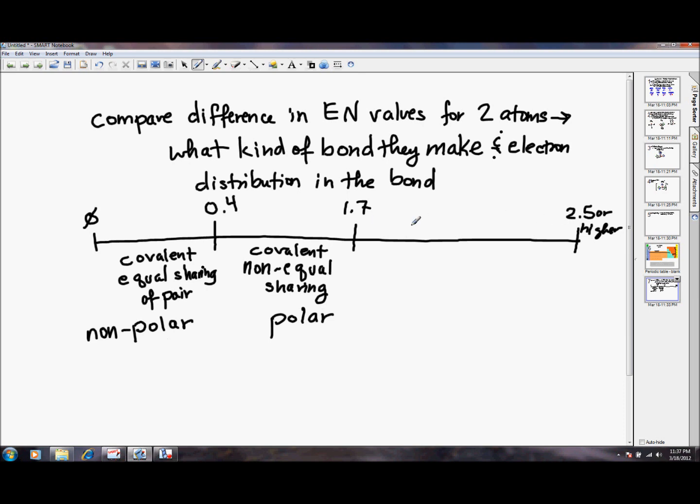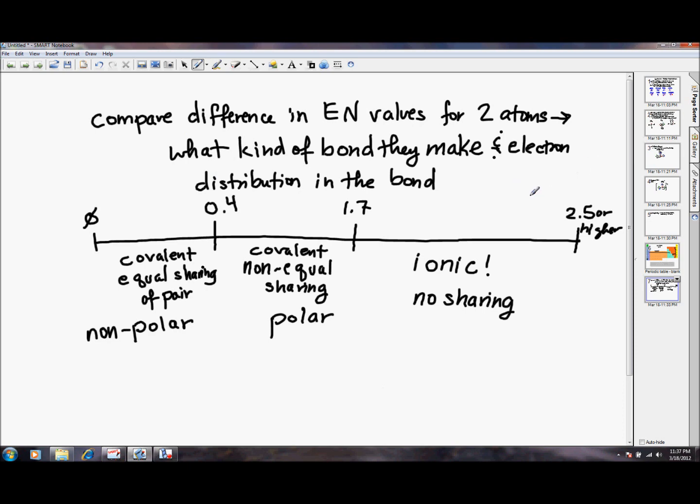Well, what about if there's a big difference? Okay, more than 1.7, up to 2.5 or even bigger. So in other words, one of the nuclei has a huge pull and the other nucleus is pretty wimpy. This means there's no sharing. Okay, no sharing. One of the nuclei is just going to pull the electrons right off the other. Well, what's that? That is an ionic bond.